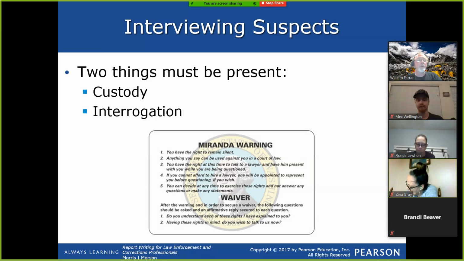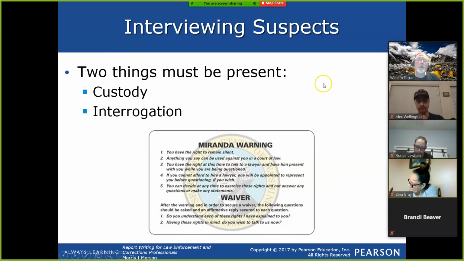People may want to talk to you at first, and then as you start to talk to them more, they may say, no, I don't want to talk anymore. So they can do that. And then the bottom part of the waiver is important. Do you understand these rights? Each of them. Because if they don't, you want to be able to explain it so they understand. And then number two, having these rights in mind, do you wish to talk to us now? So that's a lot to memorize.